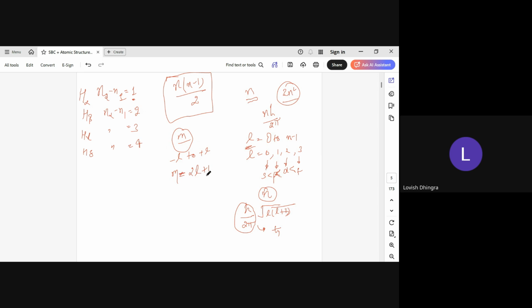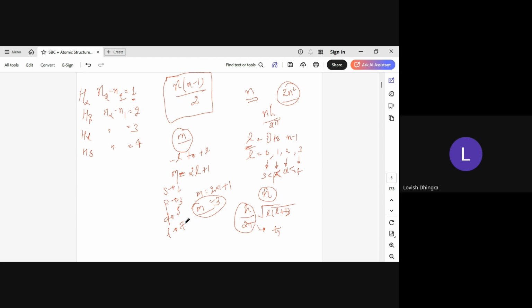So 2L plus 1 is equal to M. Now this M indicates the total number of orbitals. If we ask the total number of orbitals for s only, it is only 1. For p you have 3. How can you calculate? Put L equals 1 for p, so M for this will be 3. L is equal to 1, 2 into 1 plus 1, that is 3. So M is equal to 3. Then you can find for d and f. For d it will be 5 orbitals, and for f it will be 7.